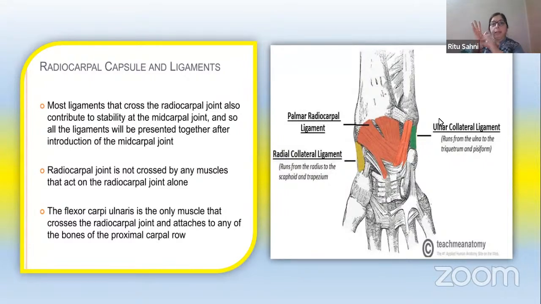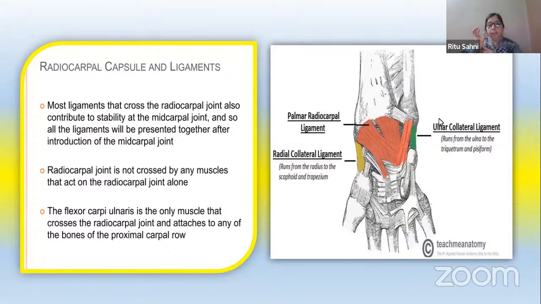So these are the capsule and the ligaments which provide the stability. And the radiocarpal joint is not crossed by any muscle. Only the flexor carpi ulnaris muscle crosses the radiocarpal joint. So this is also a very important thing when we are looking at the ligaments.